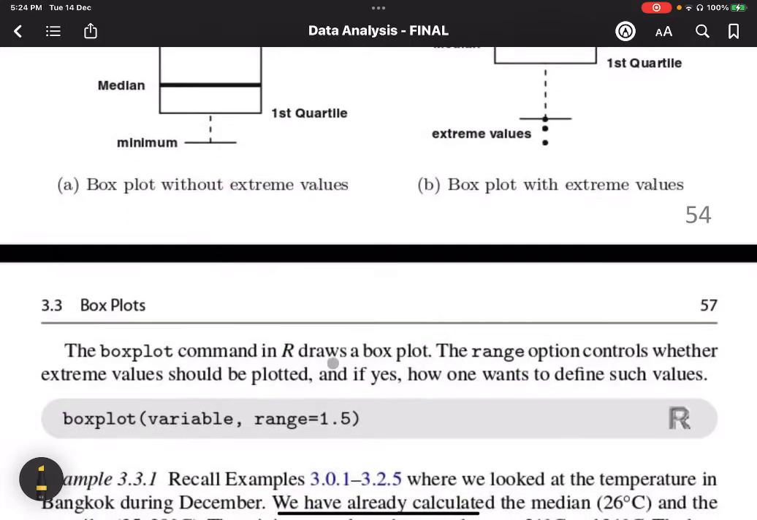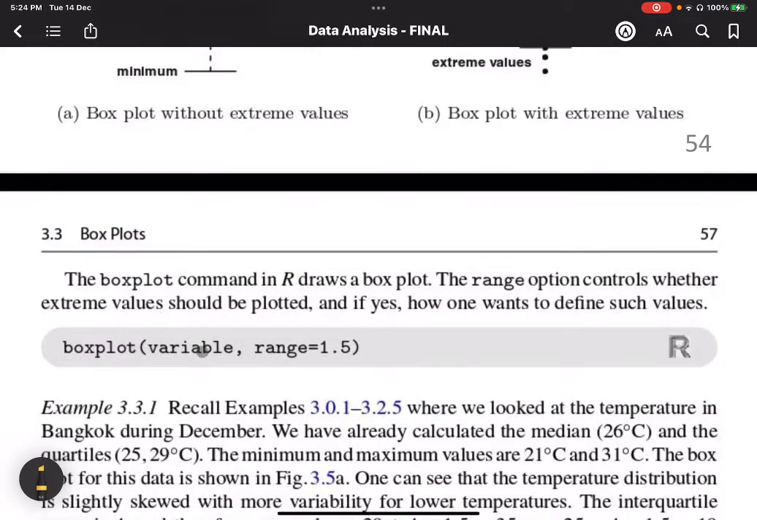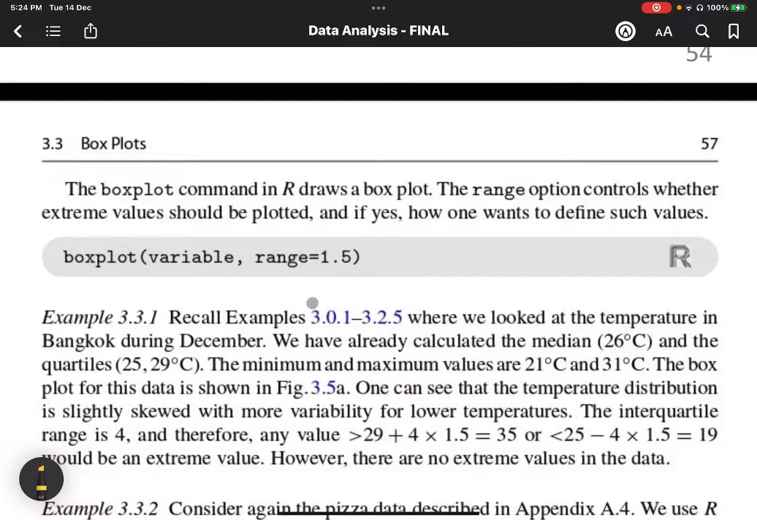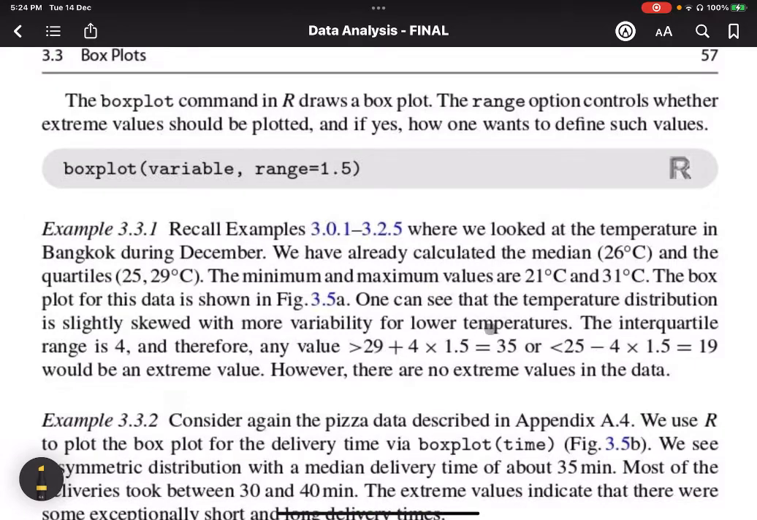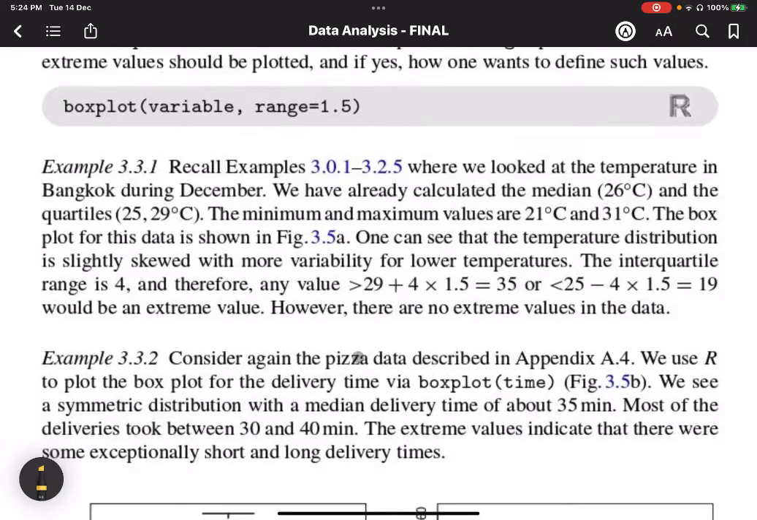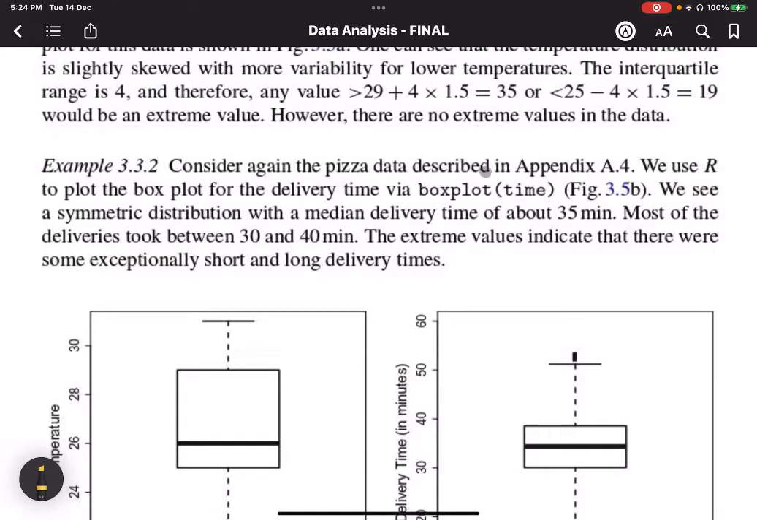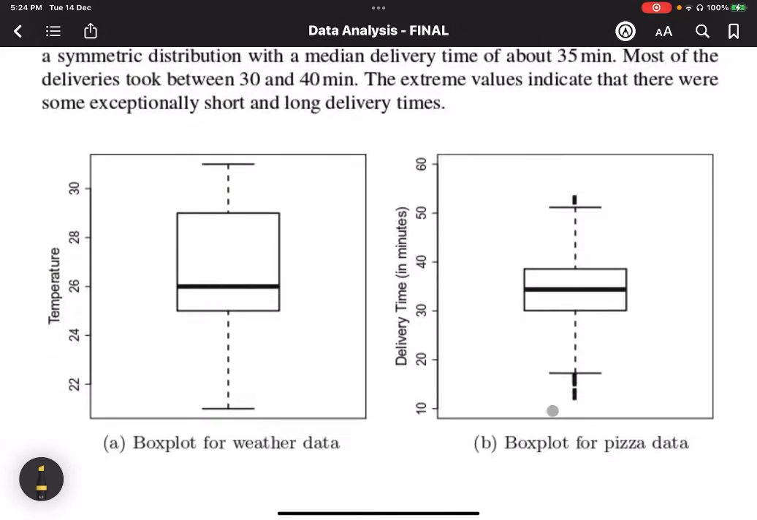So, the boxplot command for R draws, ito yung kapag gumamit ka ng R application, boxplot variable range 1.5. After executing this command, kukumputin na niya yung measurements or di-display na niya yung data using the boxplot. So, to give an example, using the boxplot, consider again the feature data described in Appendix A. We use R to plot the box plot for the delivery time. So, using the R application, it will display the following graph, no, using the box plot.